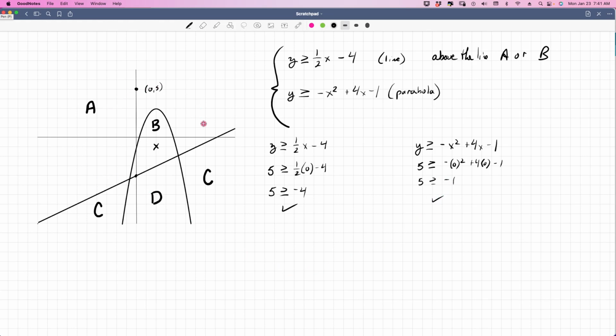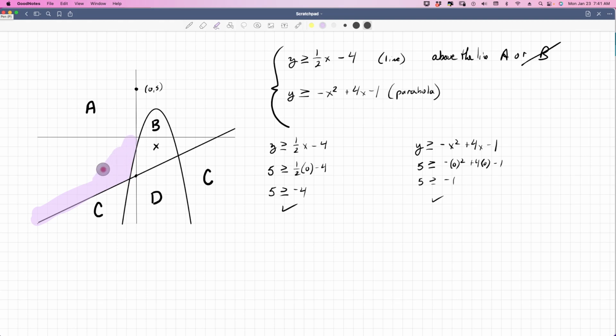So A is the area that we want to use. It's not going to be B. So the area above the line that satisfies both of these equations is going to be A. And so A would be the area that we would highlight or fill in. And we would also include the line.